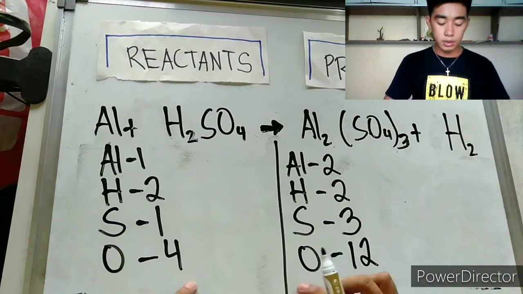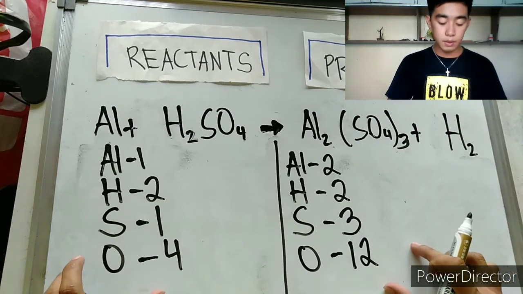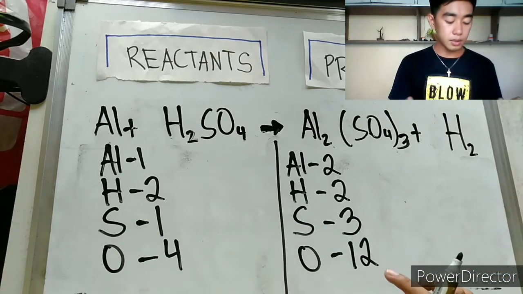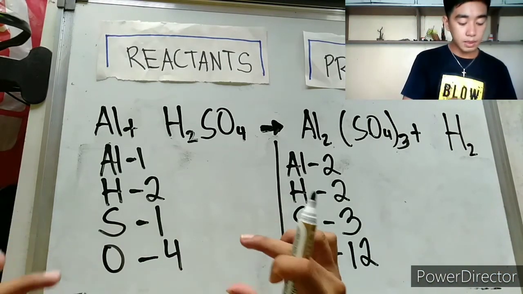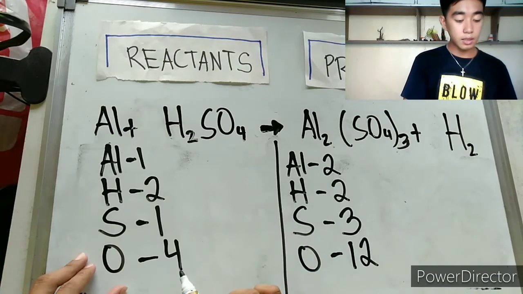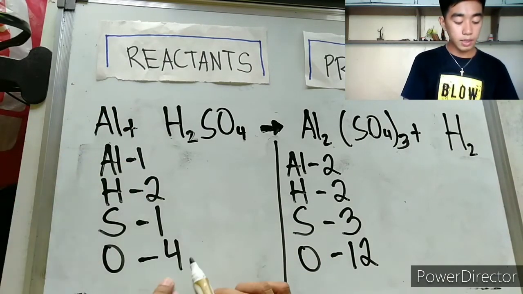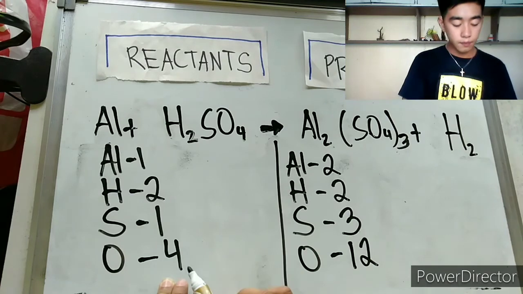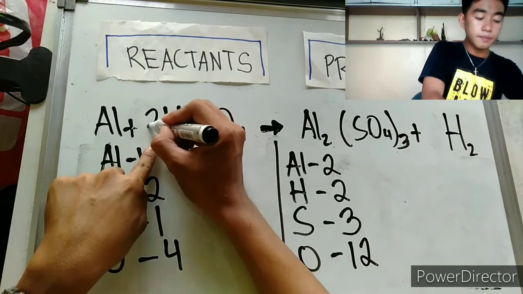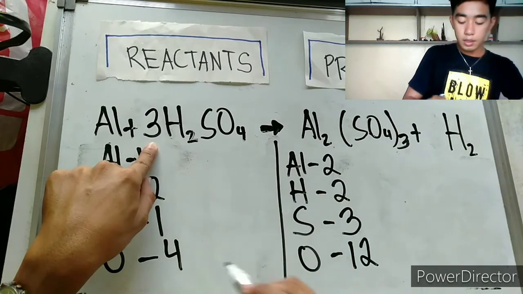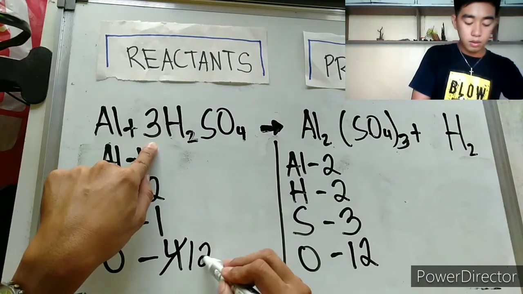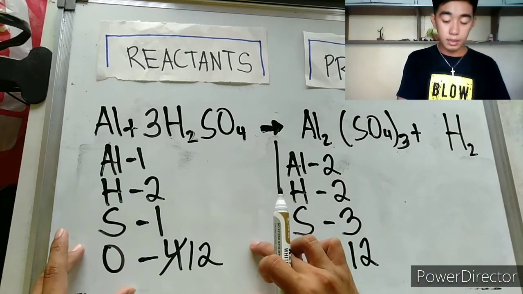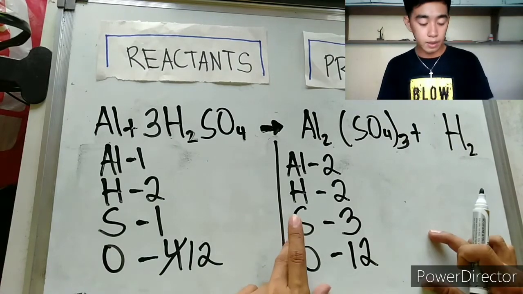So mag-focus muna tayo dito kay oxygen. Kung mapapansin natin dito sa oxygen, mas madami yung number of atoms ng oxygen dito sa product kumpara dito sa reactants. So dito tayo mag-focus sa may mas mababang number of atoms ng oxygen. Dito tayo maglalagay ng coefficient. So mag-isip tayo ng number na kapag minultiply natin by 4 ay mag-equal to 12. And that number is 3. Because 3 times 4 is equal to 12. Okay, so now, kung mapansin natin, balance na yung number of atoms ng oxygen dito sa reactants and yung number of atoms ng oxygen dito sa product.